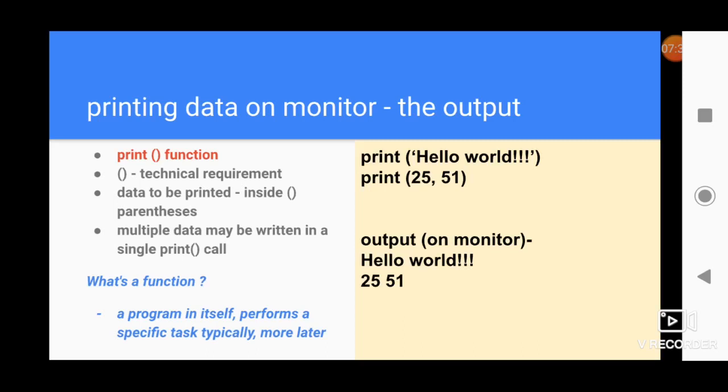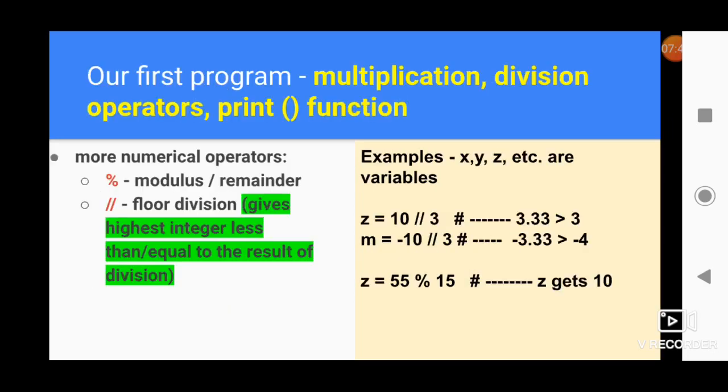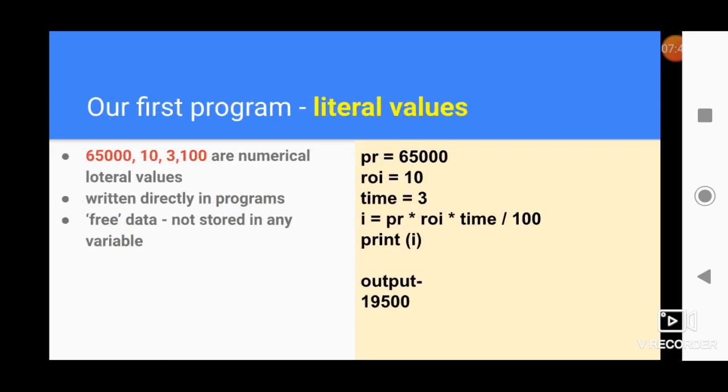Now notice that we have written in our program print I, as here print I. So what this does is that whatever value is stored in the variable I, which stands for interest, is printed on the monitor. Okay, so remember what the print function does, it just prints the value of any data item it is given on the monitor.